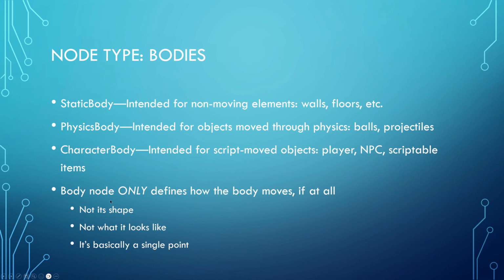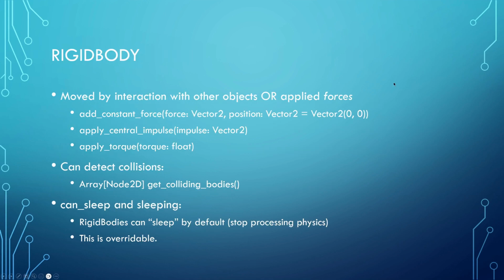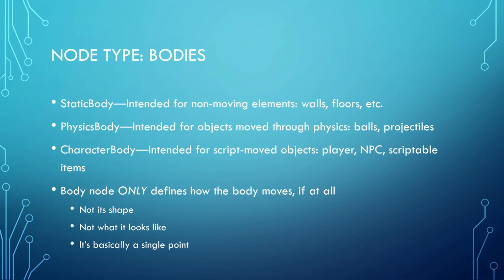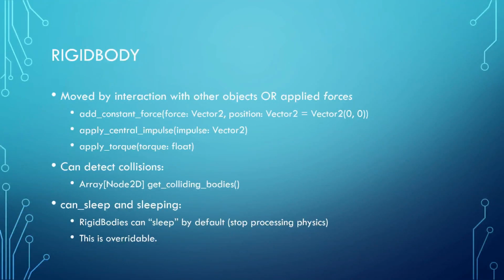Now, the body only defines how this thing, the scene, moves, if it does at all. It doesn't define its shape, doesn't define what it looks like, and it's basically just a single point in space. So let's look at some of the specifics of rigid body. The static body, it doesn't really have a lot to it. It's just sort of a container for other things.